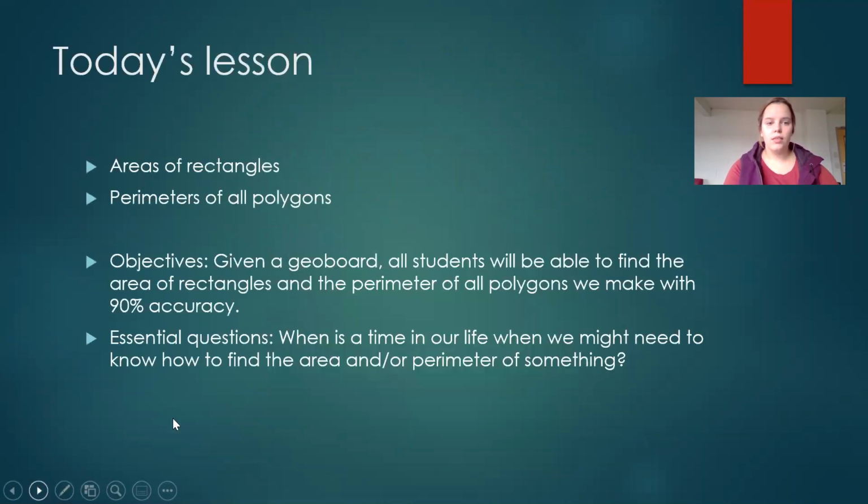The first thing that we're going to do is go over what we're talking about. So we're going to talk about the area of rectangles and the perimeter of all polygons. And what our goal is, what we're going to try and accomplish, is for everyone to be able to find the area of the rectangle and perimeter of all polygons with 90% accuracy. So you should really have a good grasp over what we're doing today. And if you have any questions throughout the whole lesson, please make sure you ask your questions so that we know that you know what you're doing.